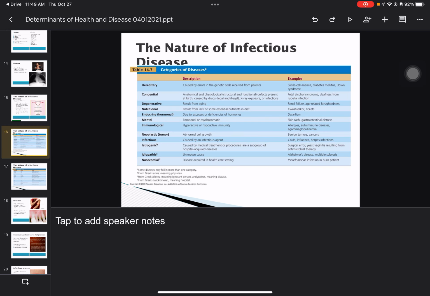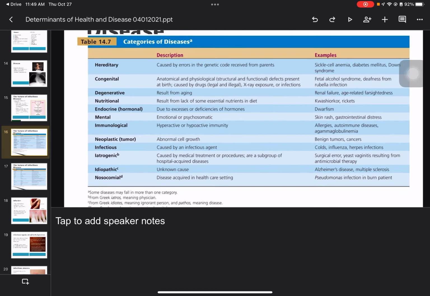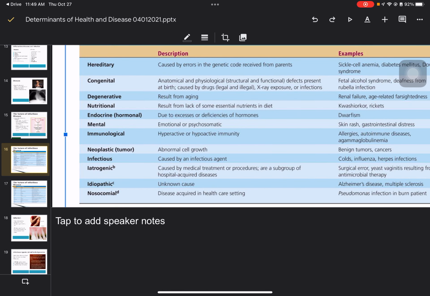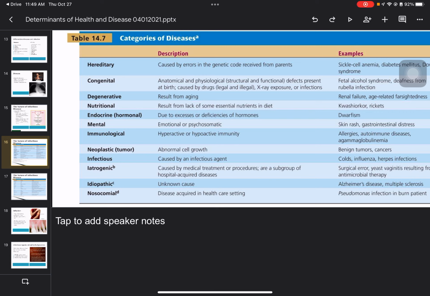So I want you to know some terms. I don't really care about the terms above immunology. Those are the diseases that we're not going to really talk about here. But immunological is important for us, because you can have hypo or hyperactivity with the immune system, and both of those can be detrimental to us, and it can affect the microbial load that's in it.